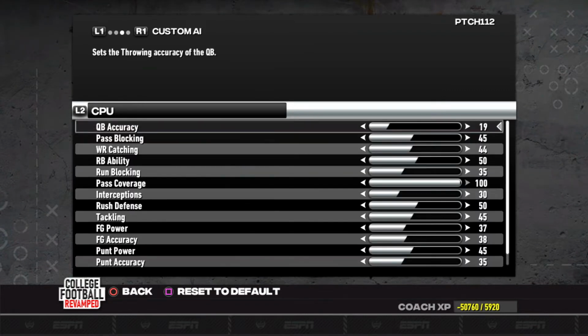Checking over the CPU, the one thing that kind of caught my attention at first was the 19 QB accuracy. I've never had anything like that for the CPU this low. But again, it is supposed to make the individual players' ratings actually matter.